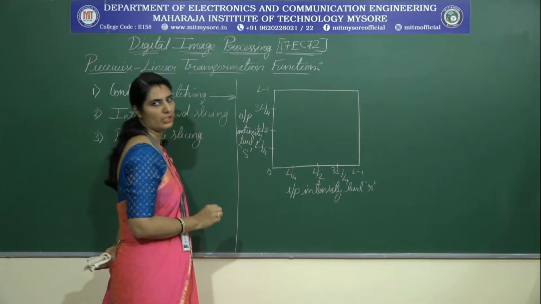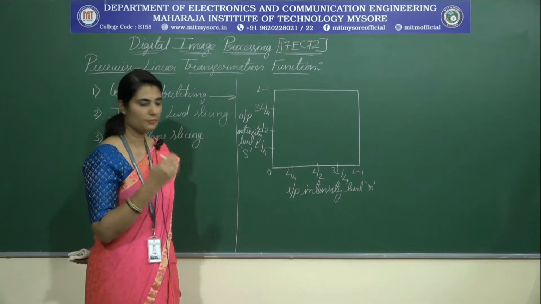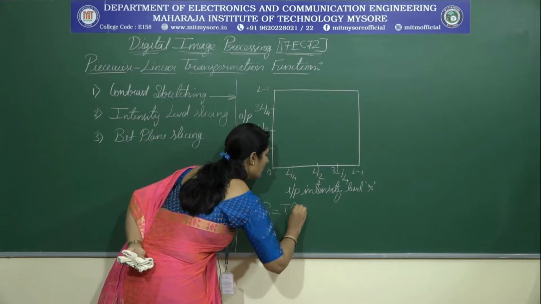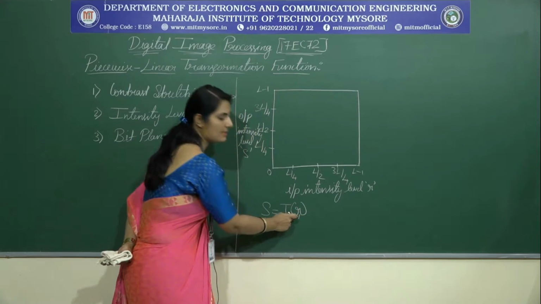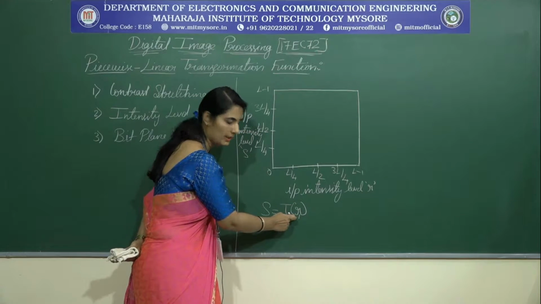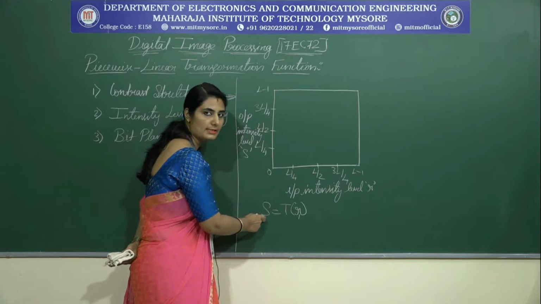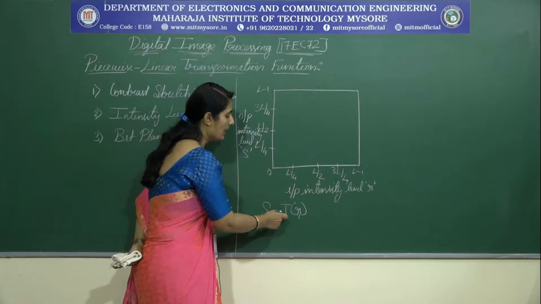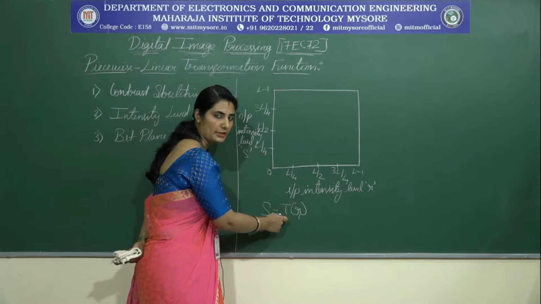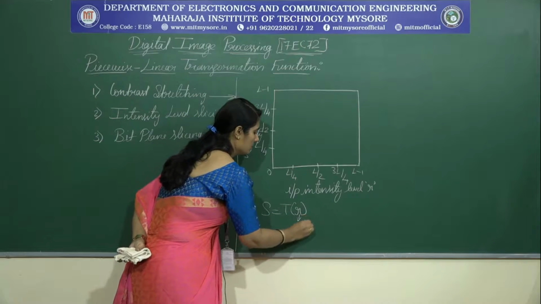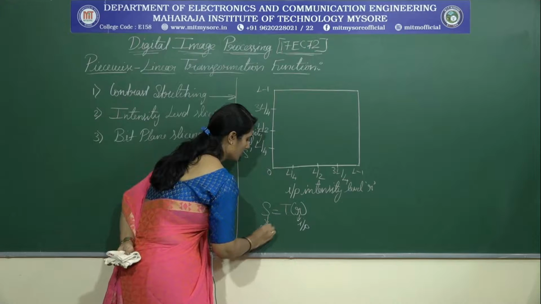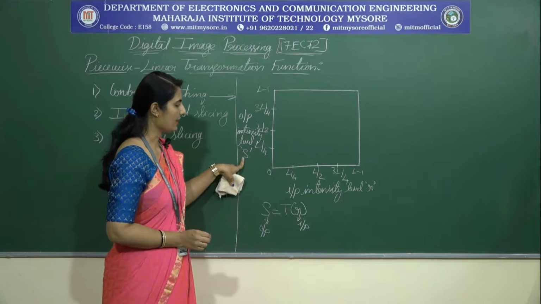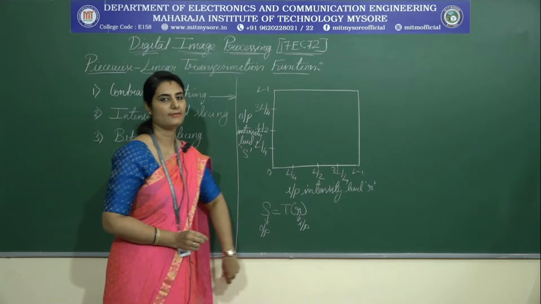Yes. So we all know that the transformation function is represented by the expression S = T(R), where R represents the intensity level of the input pixel and S represents the intensity level of the output pixel after transformation, and T represents the transform operator. Right. So now this is the graph of output intensity level S versus input intensity level R.